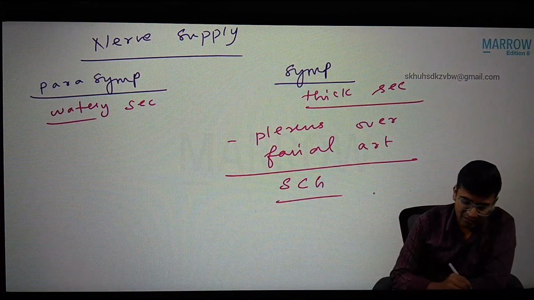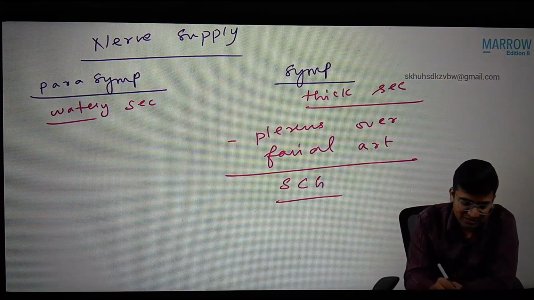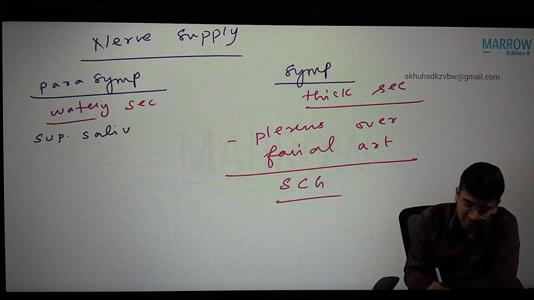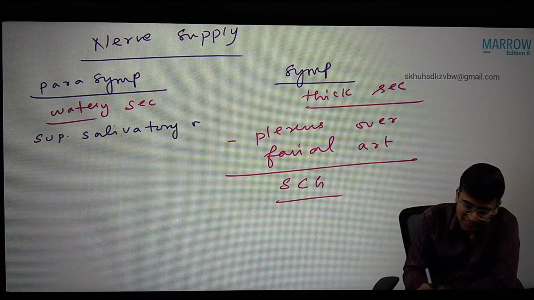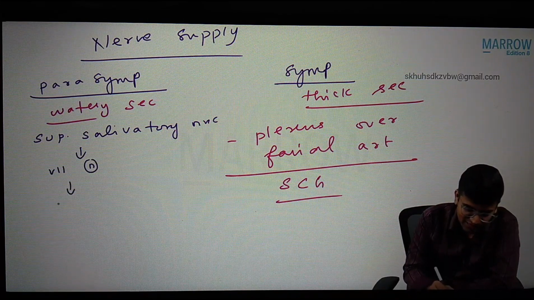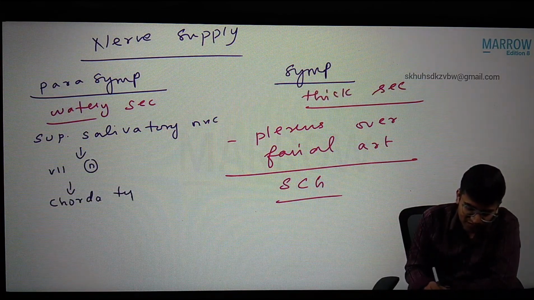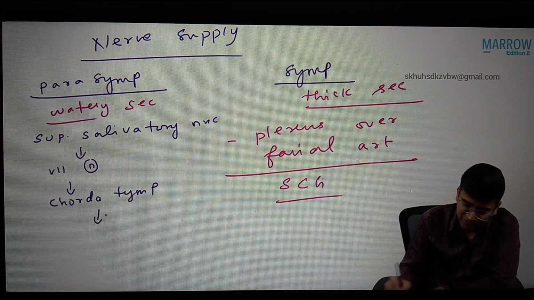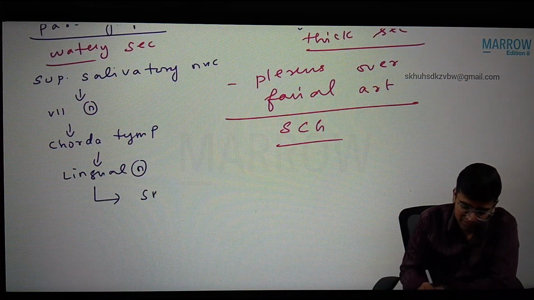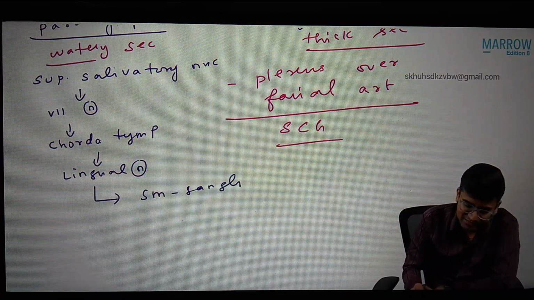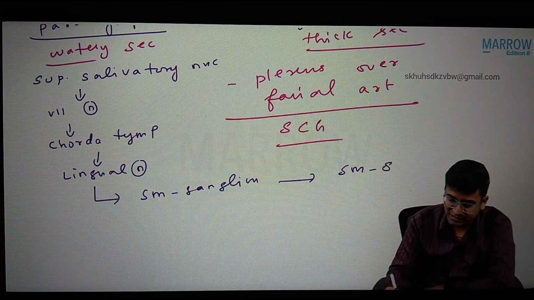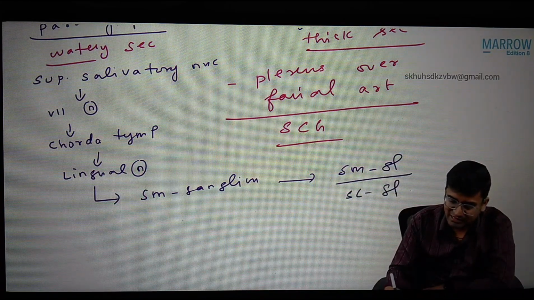Now what about the parasympathetic pathway? The parasympathetic pathway starts from the superior salivatory nucleus. From there, the fibers go through the facial nerve, and then the chorda tympani. From the chorda tympani, the fibers are given to the lingual nerve. From the lingual nerve, fibers are given to the submandibular ganglion. Direct fibers from the submandibular ganglion supply the submandibular gland and the sublingual gland.